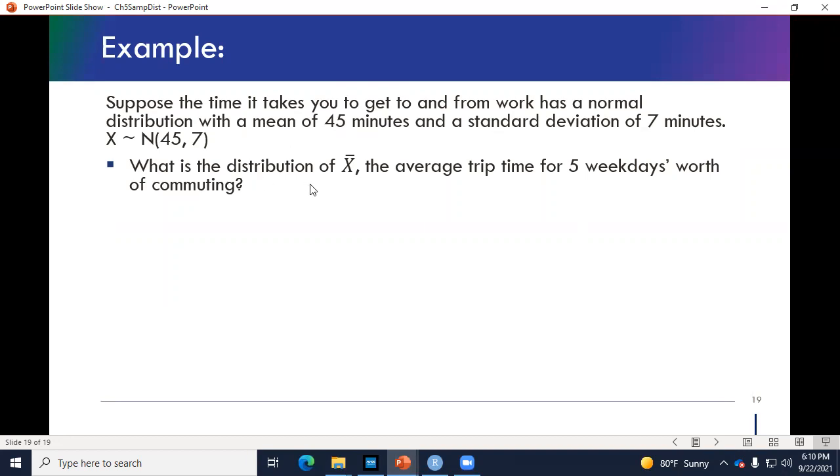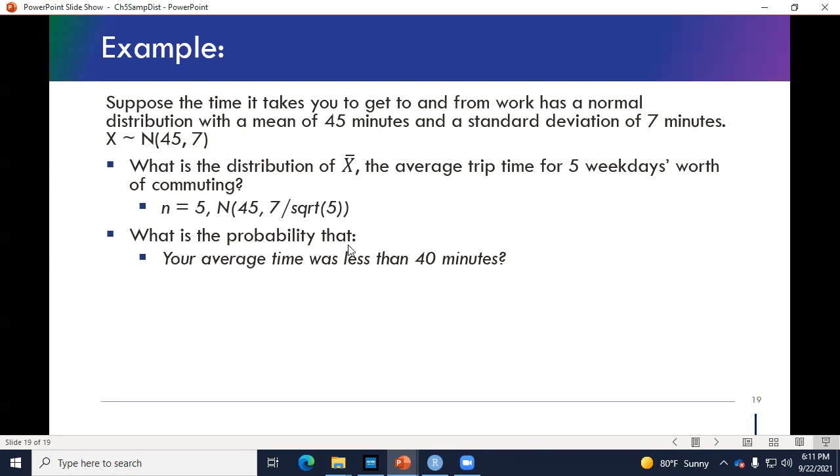Now it's asking what's the distribution of this X bar, that is the average trip time for 5 weekdays worth of commuting. So X bar is the average trip time for 5 weekdays of commuting. Just use our formula. Once we know this, we can write the distribution of X bar as this, because their mu are the same and their standard deviation are different by this. We have to divide it by the square root of n. And we know n equals 5 in this case.